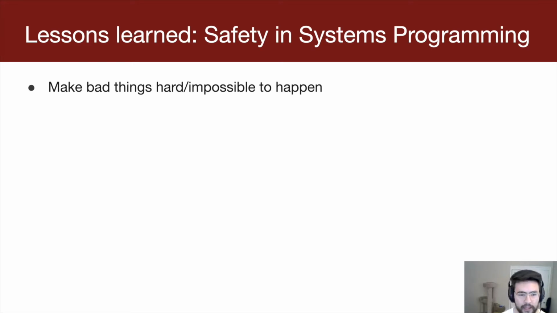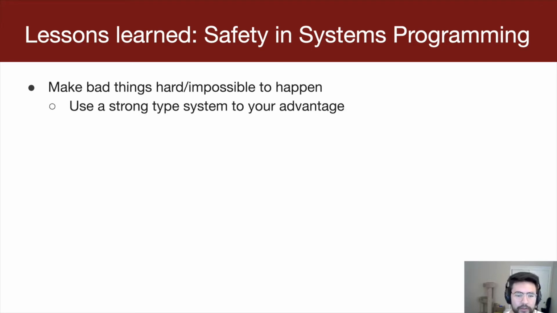So the first broader lesson is make things hard or impossible to happen, which is kind of a given. So this isn't all that helpful because, well, how are you supposed to do this? So 2 more slightly concrete suggestions are to use a strong type system to your advantage.